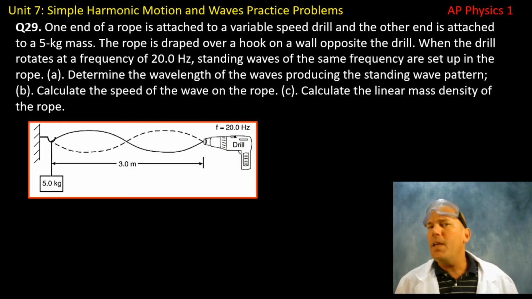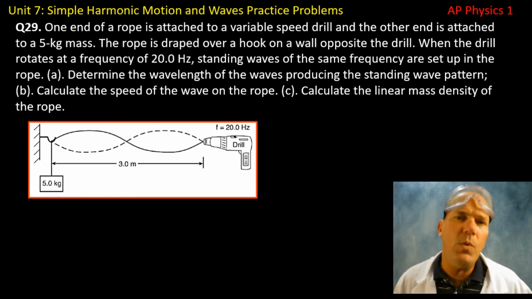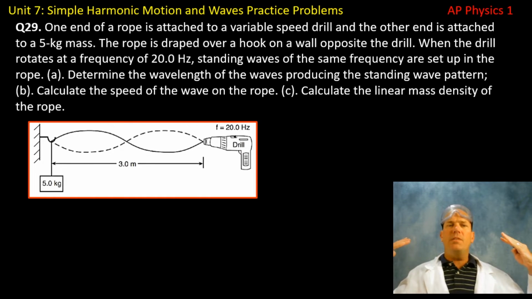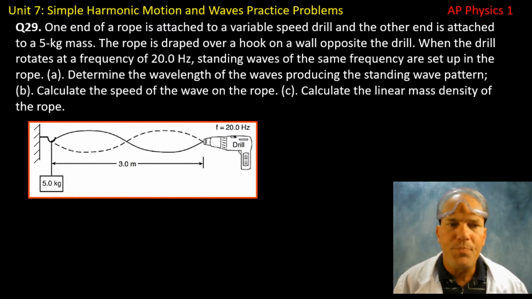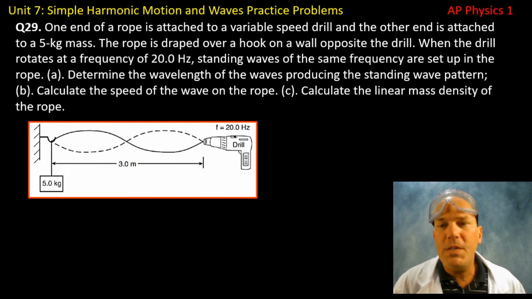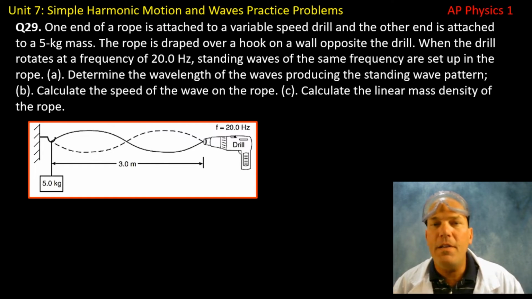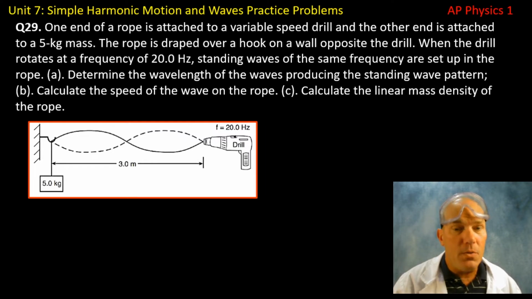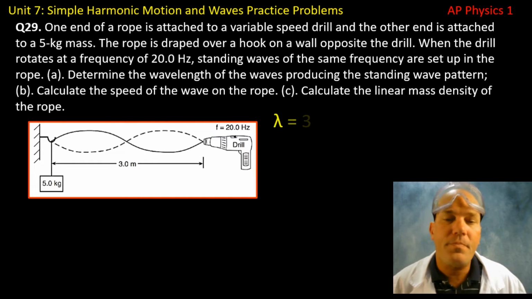When the drill rotates, it has a frequency of 20 hertz. Standing waves of the same frequency set up along the rope. A, determine the wavelength of the waves producing the standing wave pattern. B, find the speed of the wave on the rope. And lastly, let's calculate the linear mass density, or mu, for this rope.